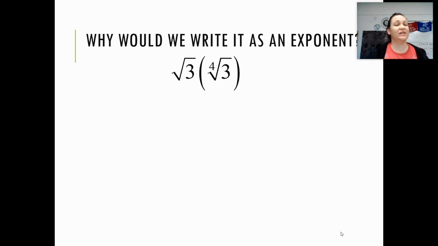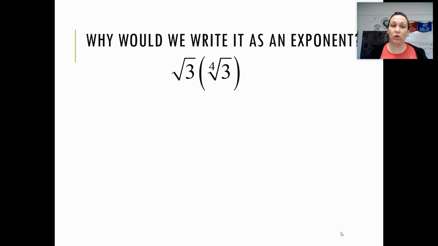So the question here is, why do we have to write radicals as exponents? Can't we just leave them as radicals? Why do we need to have two different ways? The reason we need two different ways to write a radical is because sometimes we can't combine things together when they're written in radical form. But if we change them to an exponent, we can combine them together.